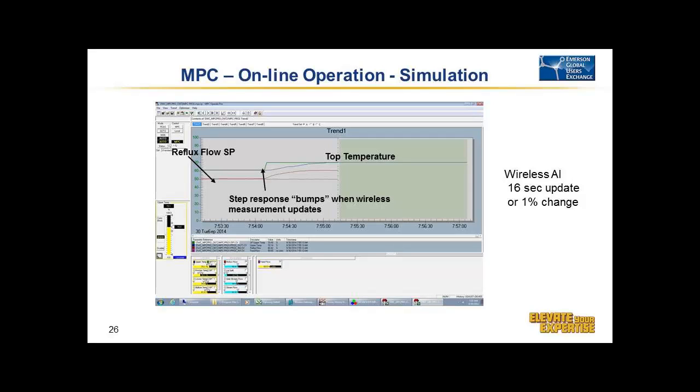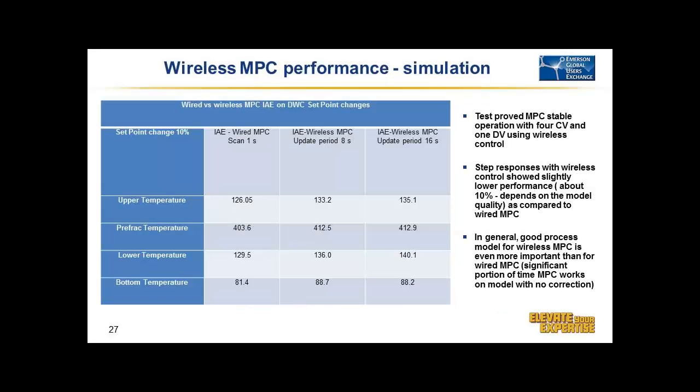As you recall those requirements, we want MPC not to lose performance significantly when we work in wireless. And that's what we see here, where we use integrated absolute error. So the upper temperature was 126 with wired control. With wireless control and a period of 8 seconds, it means we use a measurement every 6 MPC scans.